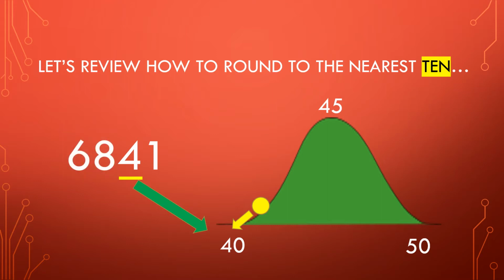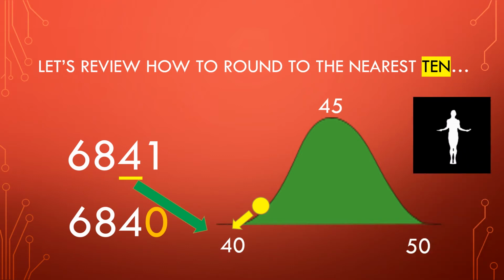I can look back at my numbers in the hundreds place and the thousands place now, and I can change my number to 40 instead of 41. Therefore, 6,841 rounded to the nearest 10 is 6,840. Now, because the number 4 is in the tens place and we were rounding to the tens place, let's do 4 pretend jump ropes.